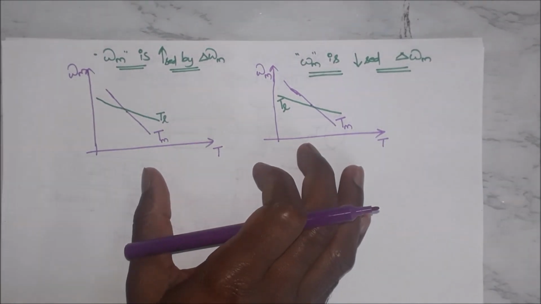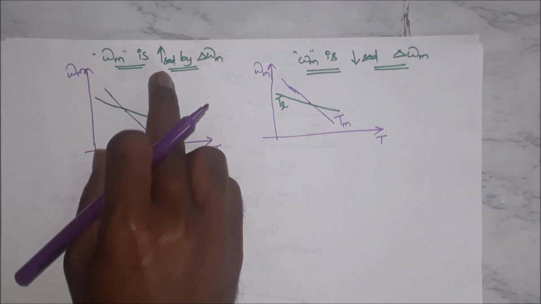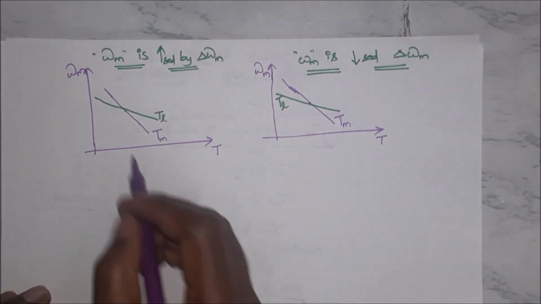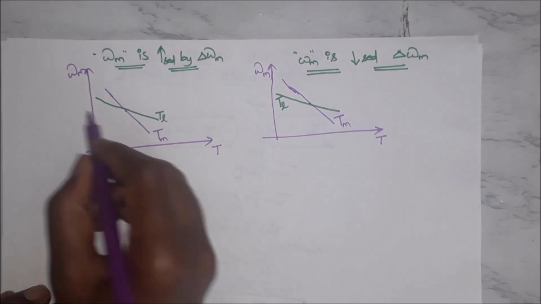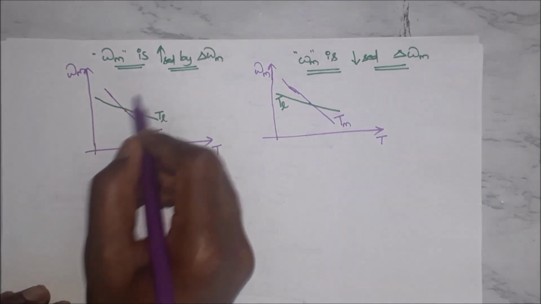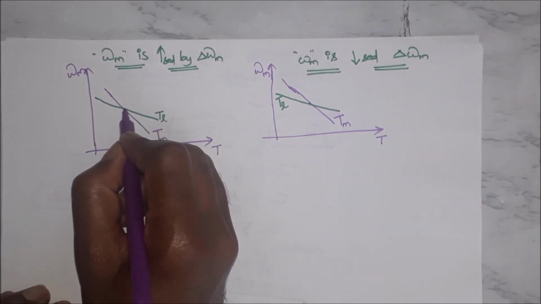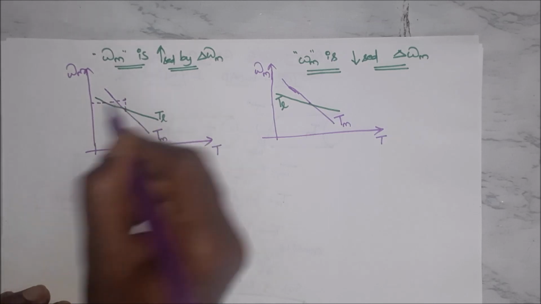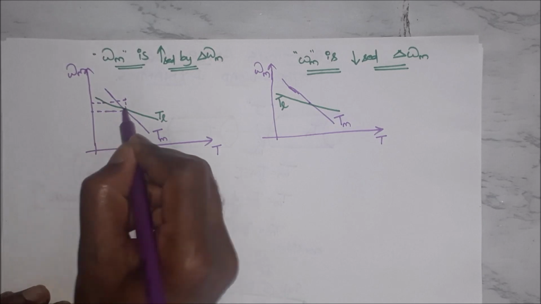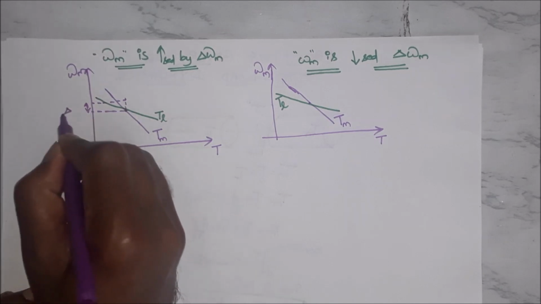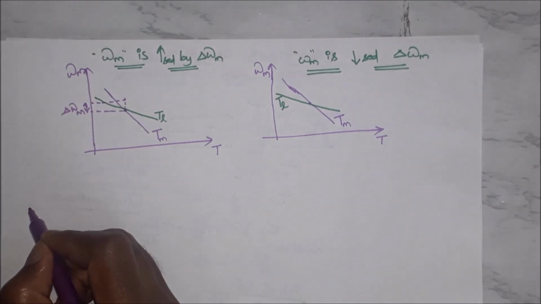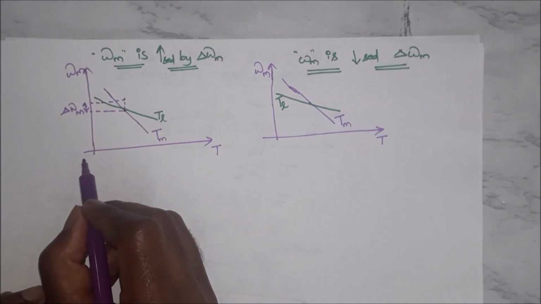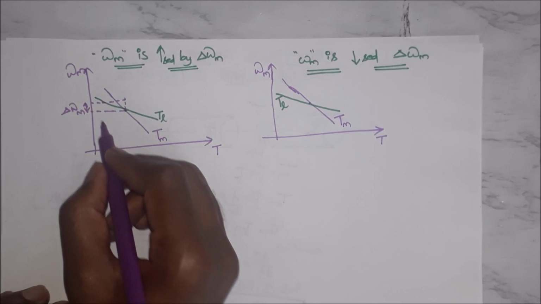Both are the same examples, but one case is increasing the speed and the other is decreasing the speed. Okay, so now let us increase the speed for this case first, from here to here, by the same value of delta omega m. Now let us calculate the value of the motor torque and the load torque as we did in the previous example.